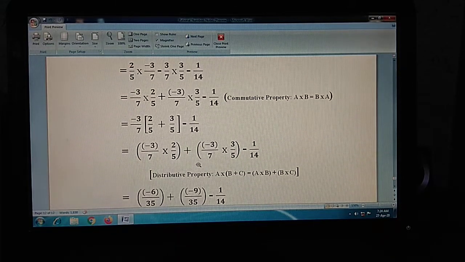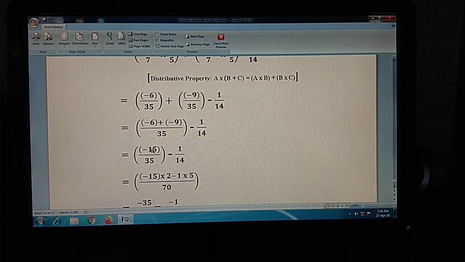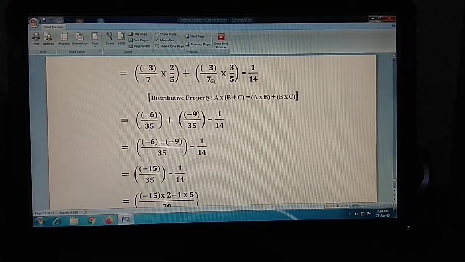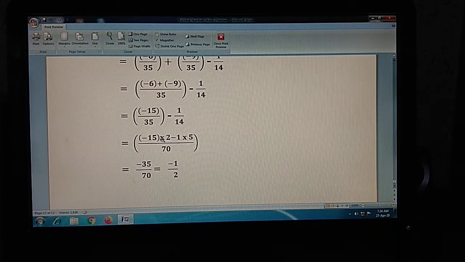Okay. Then what I did here is I have now applied the distributive law. What does the distributive law say? A into B plus C will be equal to A into B plus A into C. Understood? This remains as it is. Then we just have to simplify it. So in the end we got minus 15 by 35. Okay. Here I've taken the LCM. So minus 30, we got minus 15 by 35. Then you just do the sum and you'll get minus half.